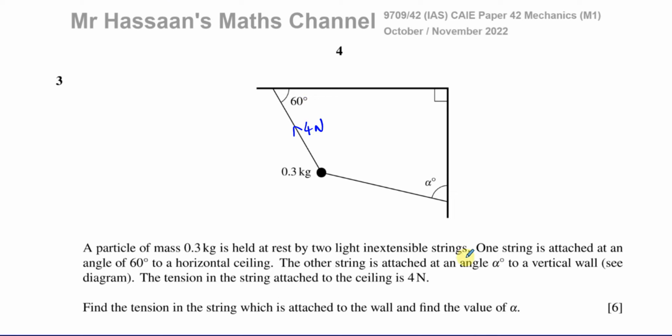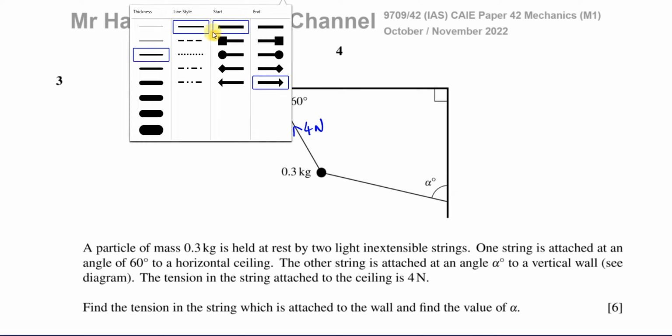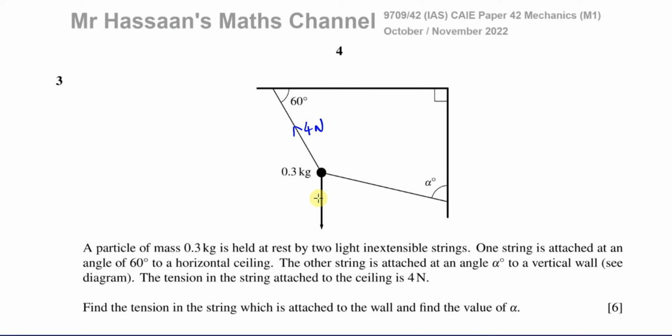Find the tension in the string which is attached to the wall and the value of alpha. So we have here the weight acting vertically down, which is going to be 3 newtons, 0.3 times 10, which is g. And here we're going to have tension acting in this direction, which is what we have to find. So we have to find this angle and this tension. Those are the two things we have to find.